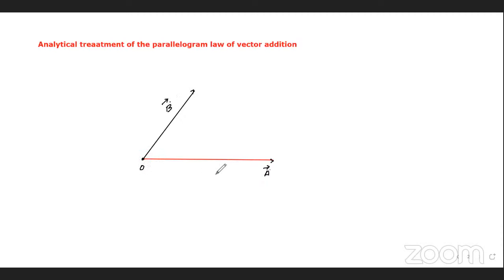Now I need to find the resultant. To find the resultant, because it is a parallelogram and both vectors start from the same point, what I'll do is take a parallel line here.